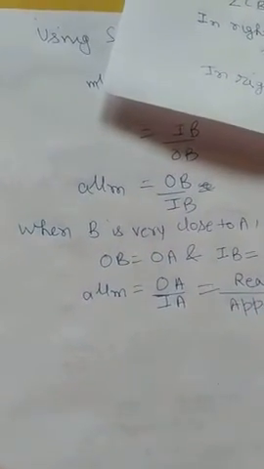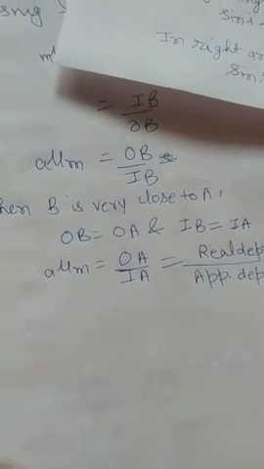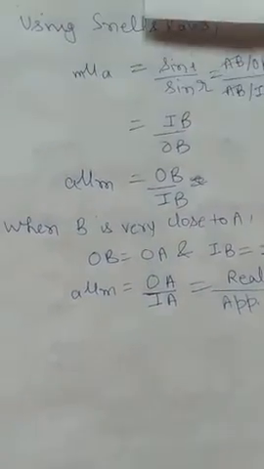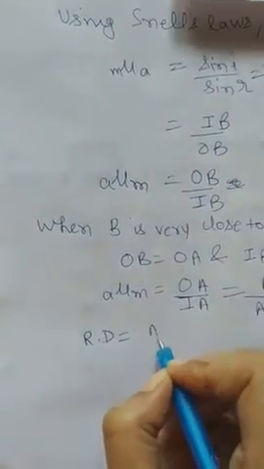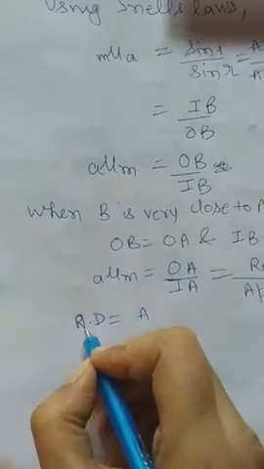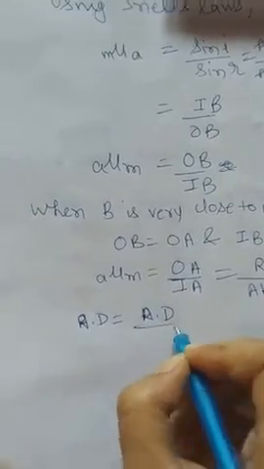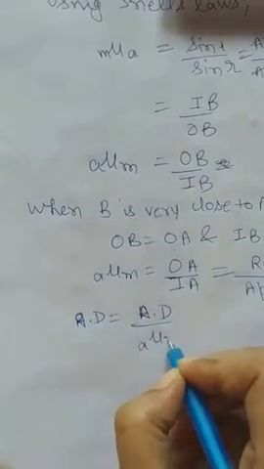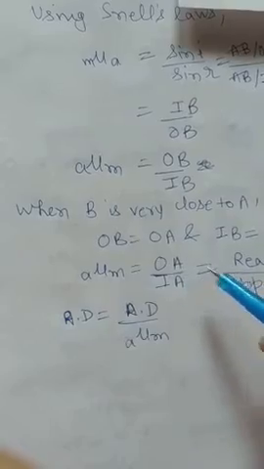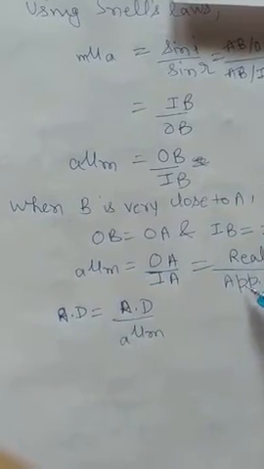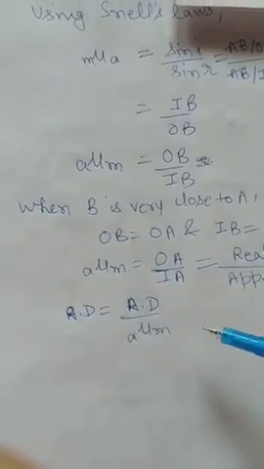So the refractive index of medium with respect to air is real depth by apparent depth. Also from here we can say that apparent depth will be equal to real depth upon A mu M. If A mu M is equal to real by apparent, then apparent depth will become equal to real depth upon A mu M.